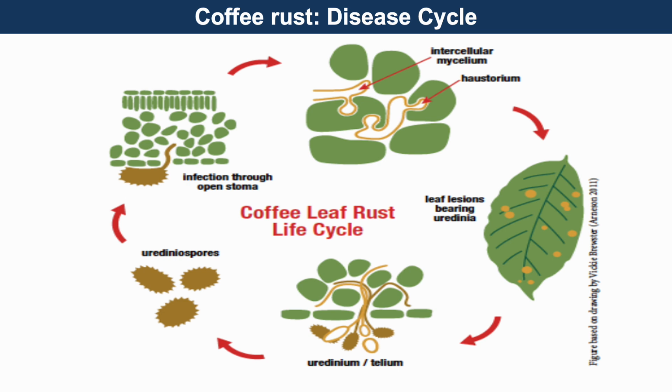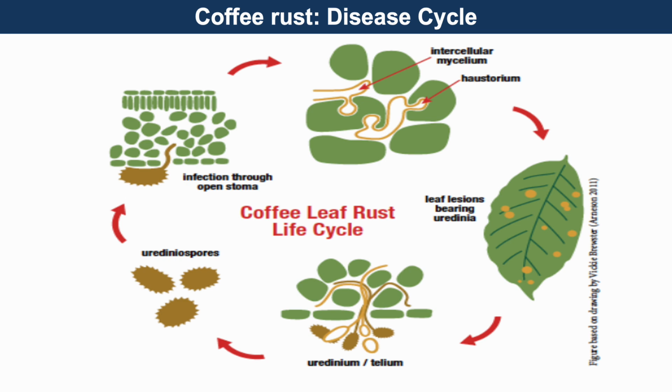Then the new urediniospores are released from the sorus and are dispersed by rain, wind, animals, and people to infect other plants. The cycle from a single initial spore to a new crop of spores can take 4 to 7 weeks. A single infection can generate a large number of new spores. One lesion can produce 4 to 6 spore crops over several months.